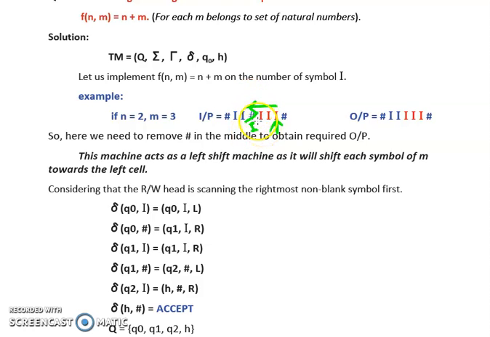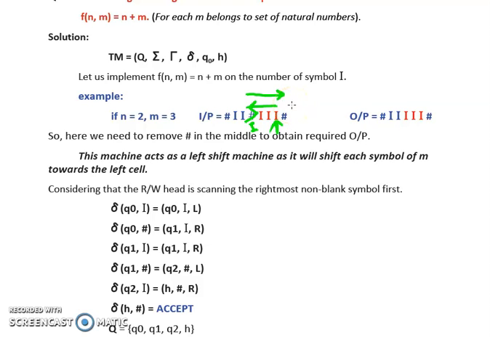So now we want our read-write head to move to the right direction because if we have replaced the hash by I and we count the number of I's in the output produced after this step, we will find that there are 1, 2, 3, 4, 5, 6 I's. So we need to remove this particular I. The last I has to be removed. So in order to remove the last I, we need to move our read-write head in the right direction. So now we start moving to the right direction.